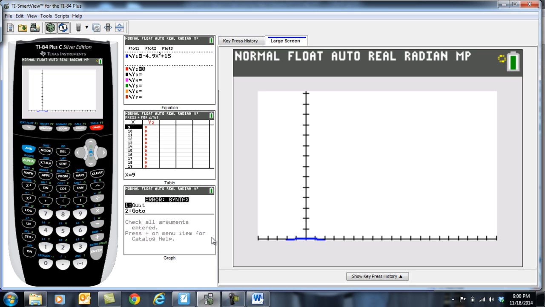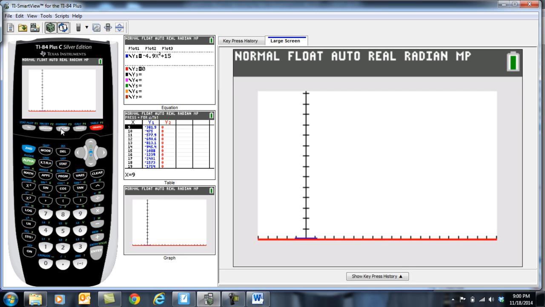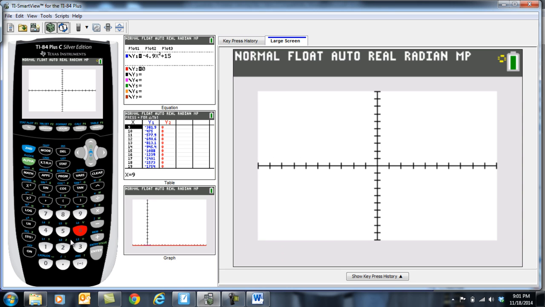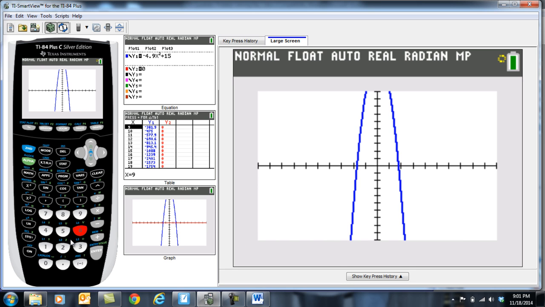Not really. You see, I can only see the very tip of my parabola right here, and it doesn't really help me. So in order to fix this, I'm going to press zoom, and I'm going to choose option 6, which is my standard window. And so that'll take my screen back to the way it always looks. And then it'll graph my parabola, and now I can see.